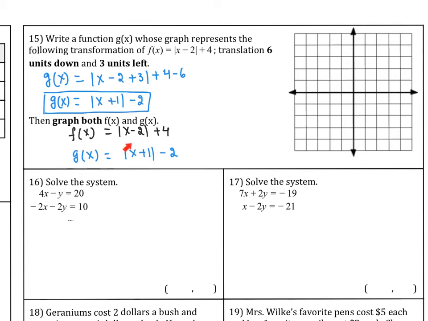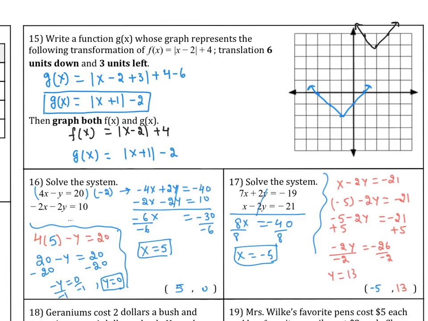Now you're going to graph both the functions. So this graph is going to be moving 2 units right and 4 units up. So it's going to be 2 units right, 4 units up for f(x), and it's going to be from the original function 1 unit to the left and 2 units down for g(x).